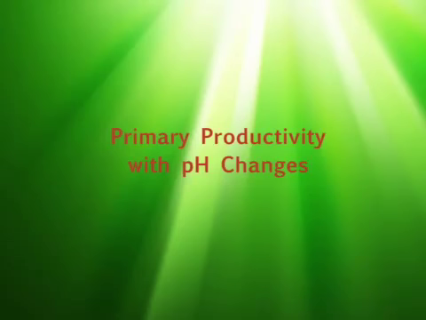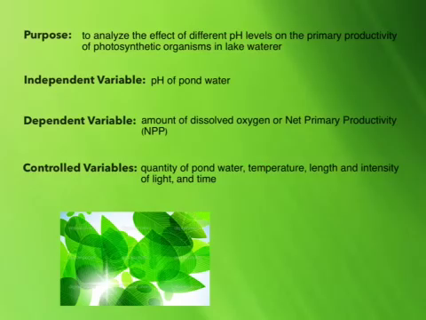In our lab, we measured how pH affects the primary productivity. The purpose of our lab was to analyze the effect of different pH levels on the primary productivity of photosynthetic organisms in lake water. The independent variable, or the variable that we were changing, was the pH of the pond water. The dependent variable, the one that changed depending on the pH, was the amount of dissolved oxygen, which measured the net primary productivity of that pond water.